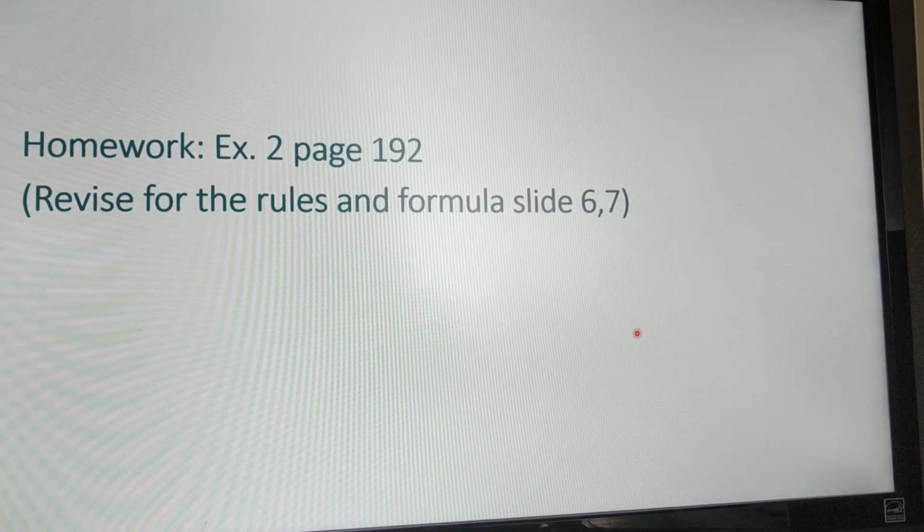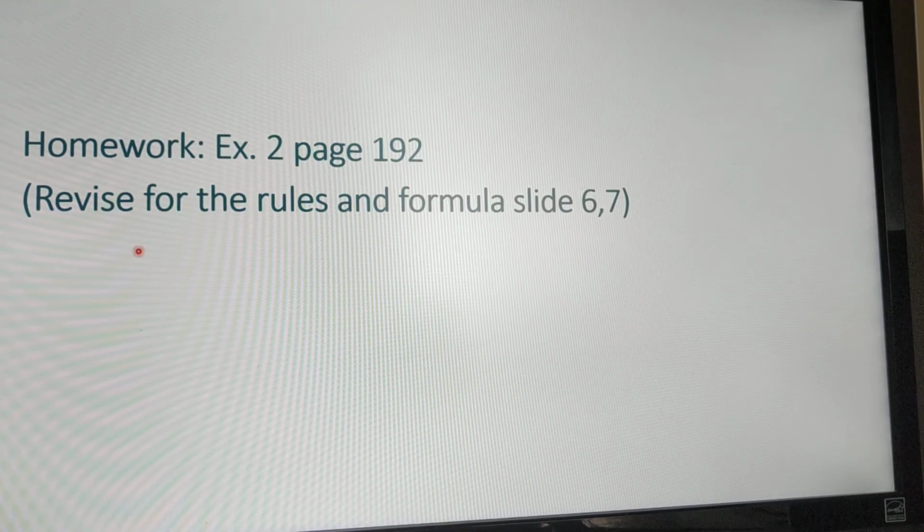And your home task for the next time. Exercise 2, page 192. Revise the rules and formulas from the slides 6 and 7.